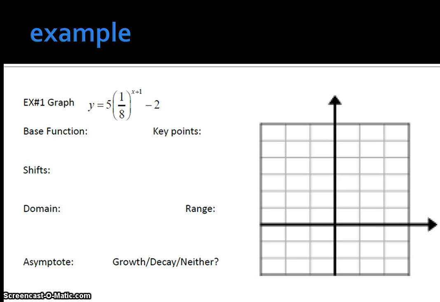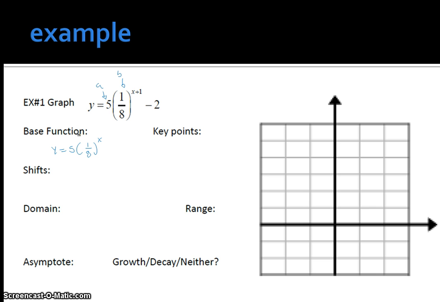Okay, so here's an example. In this example, my a is 5 and my b is 1/8. So my base function is y equals 5 times 1/8 to the x. Now, order of operations tells us this x is attached to the 1/8, but not the 5. We cannot distribute the 5 in because the 1/8 has an x on it.